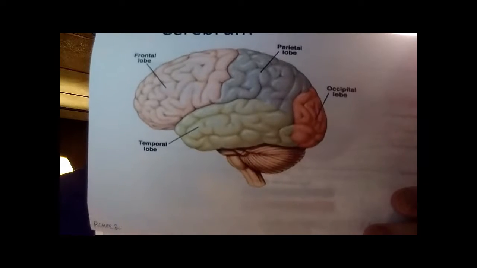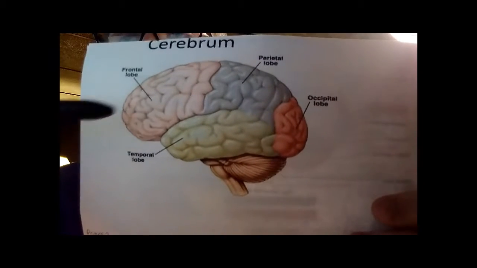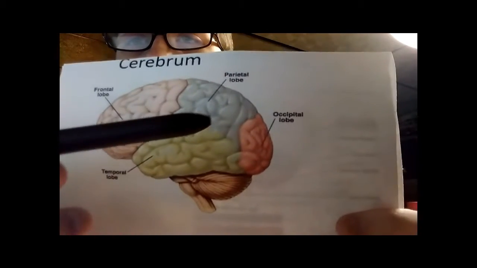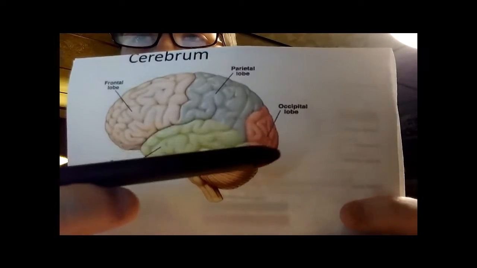The outer layer is made of gray matter, which we said before were nerve cells, and this is called the cerebral cortex. Beneath the cerebral cortex is white matter, which we said before were nerve fibers. Each hemisphere is divided into 4 lobes: your frontal lobe, your parietal lobe, your occipital lobe, and your temporal lobe. Images so you can get where I'm talking about. This is your frontal lobe, this is your temporal lobe, this is your parietal lobe, and this is your occipital lobe.